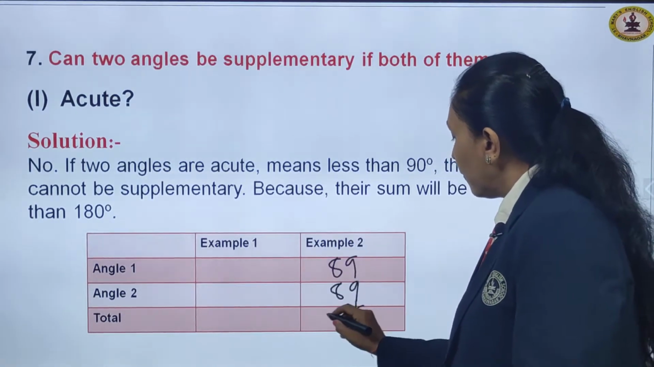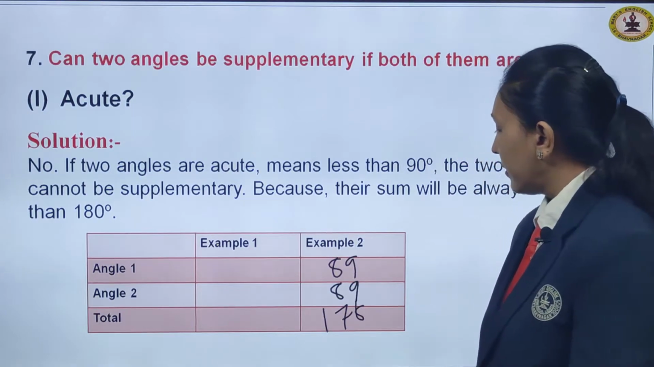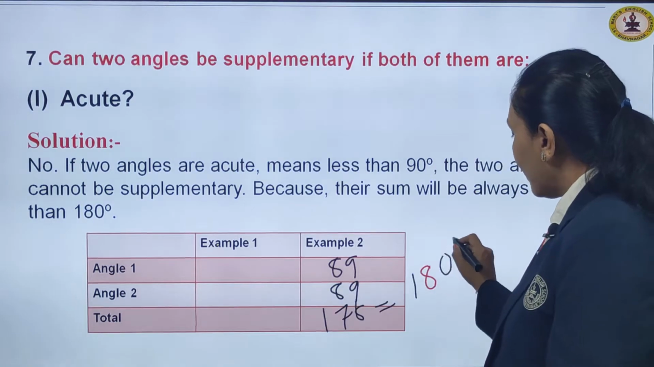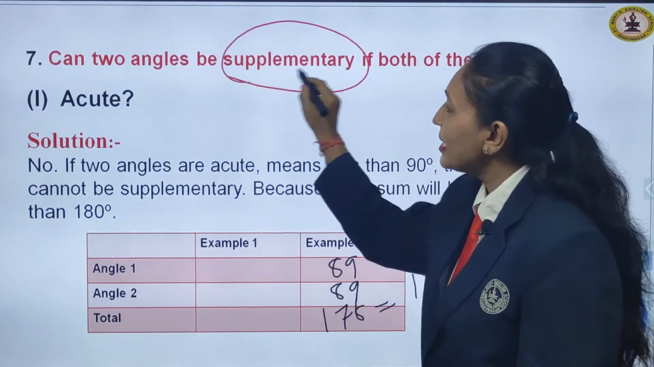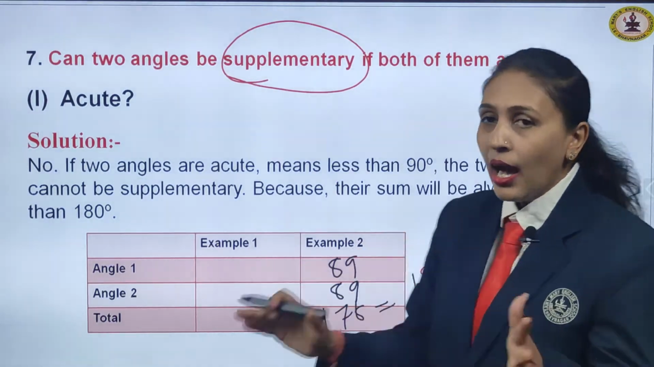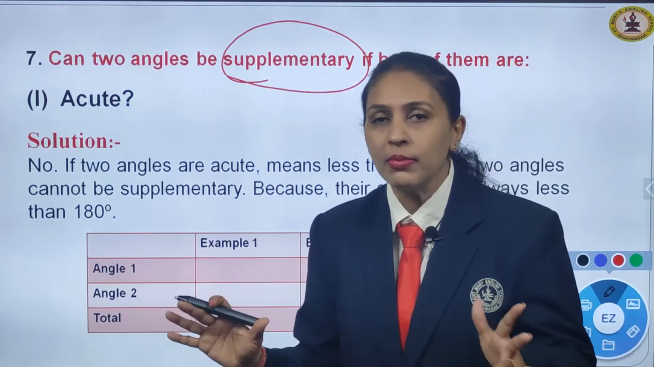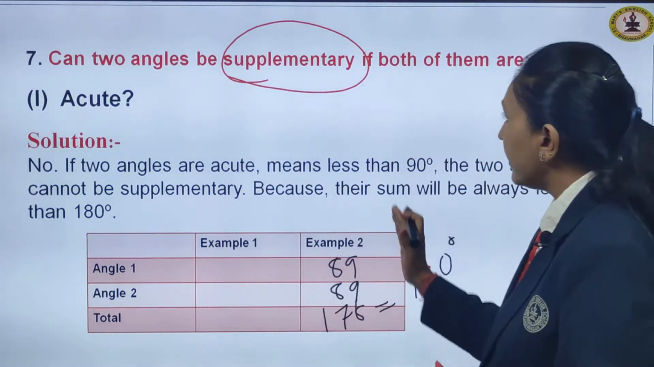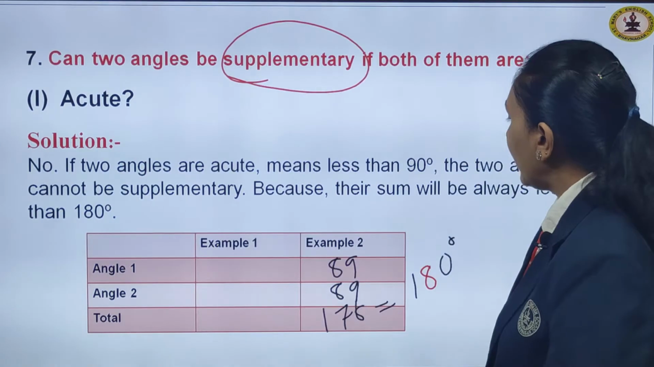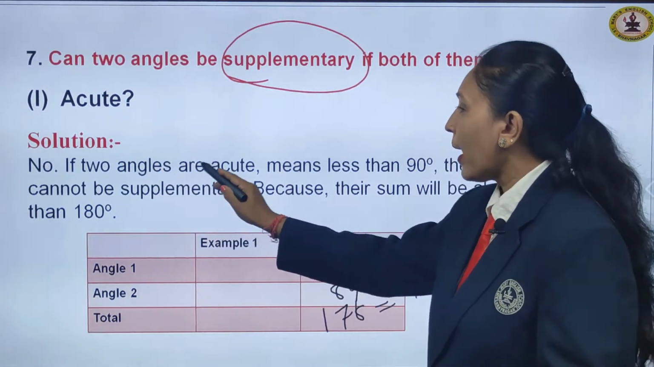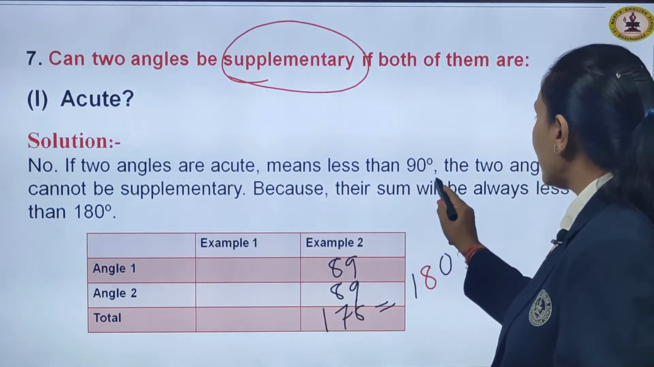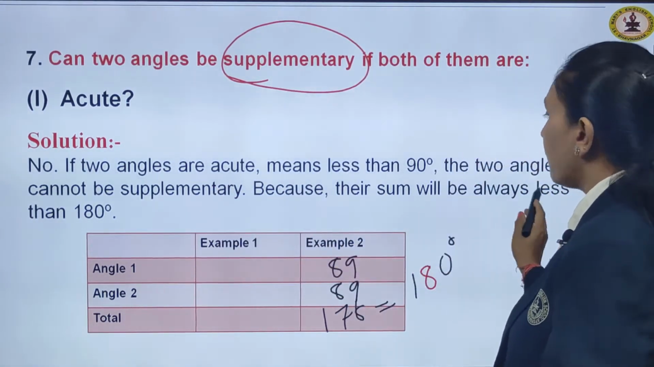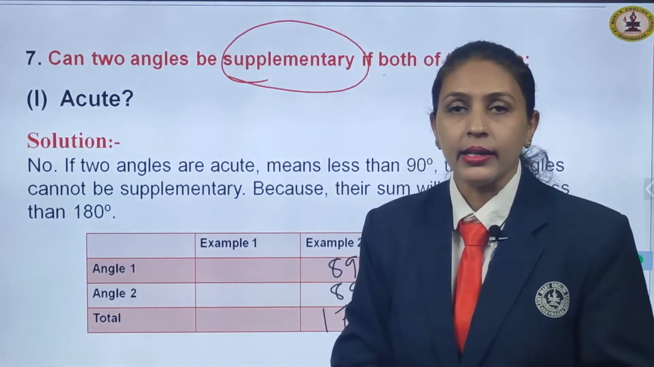What will I get? 178. Right. Still you can see that this will not reach 180, because it is given that it has to be supplementary. So anyhow I take two acute angles to the maximum limit, it is not possible that both of them will sum up to 180, that is, they will become supplementary. So what will we write as our answer? No, if two angles are acute, meaning less than 90 degrees, the two angles cannot be supplementary because their sum will always be less than 180 degrees.